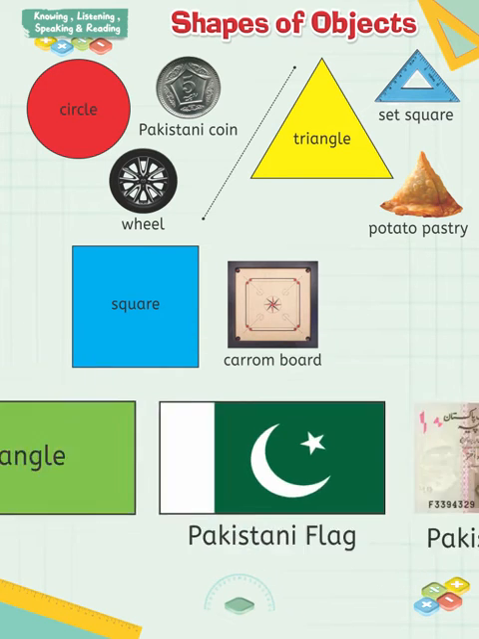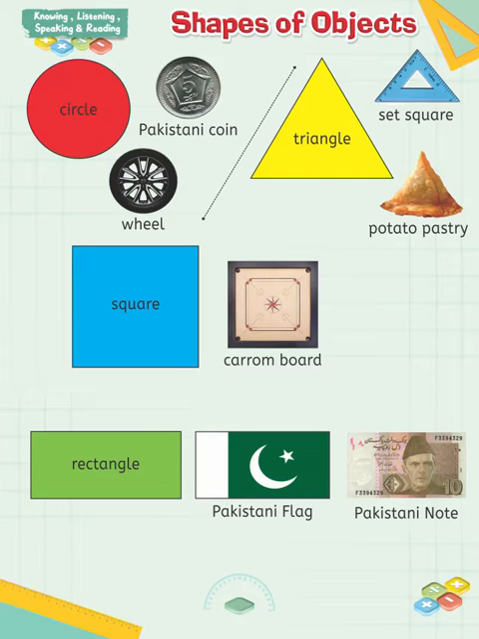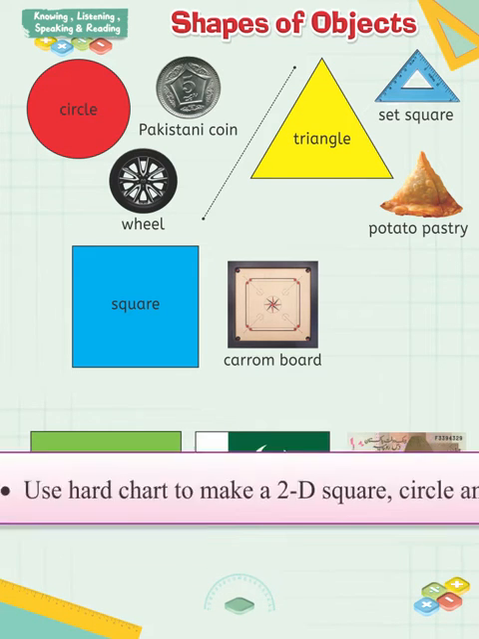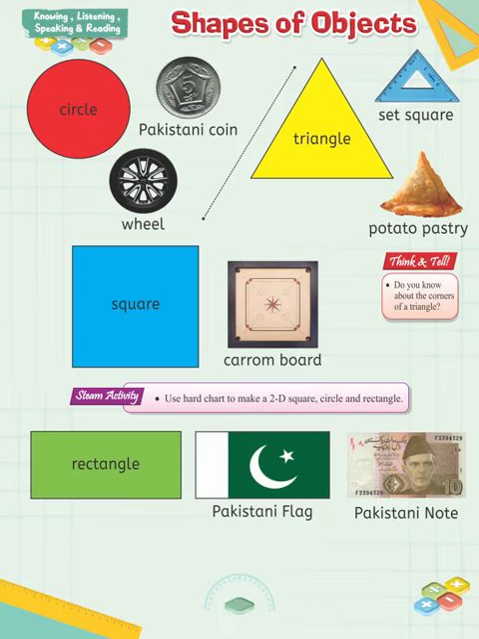This is rectangular shape. Pakistani flag has a rectangular shape. STEAM activity. Use heart chart to make a 2D square, a circle and a rectangle. Think and tell how many sides are there in a triangle.